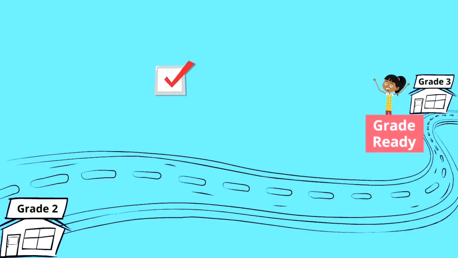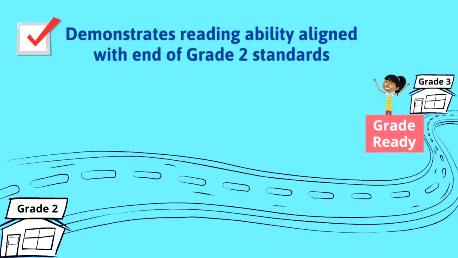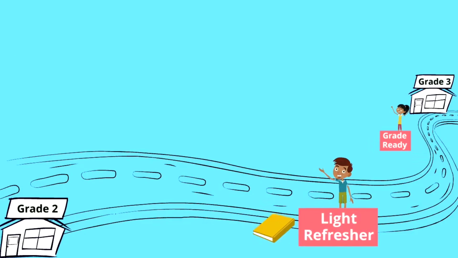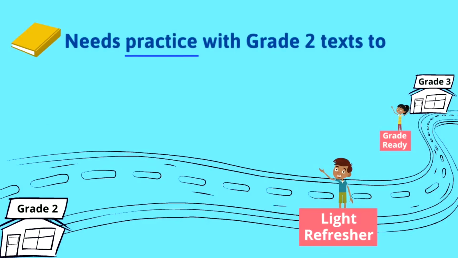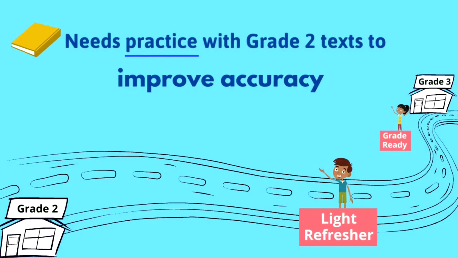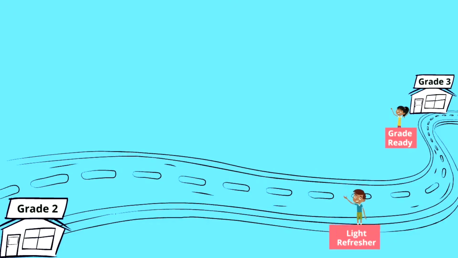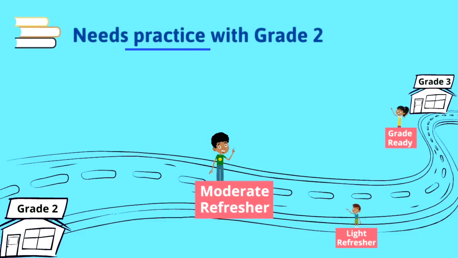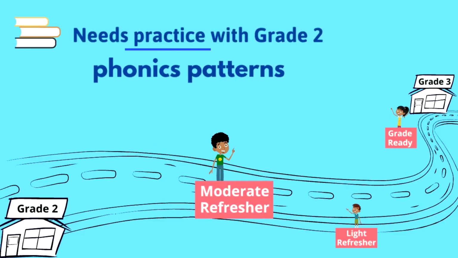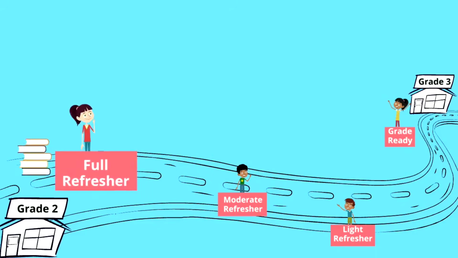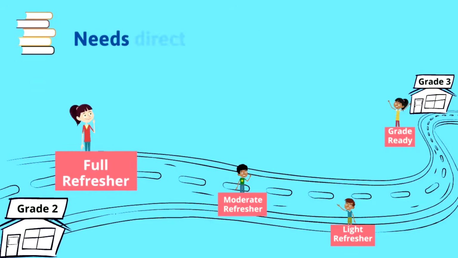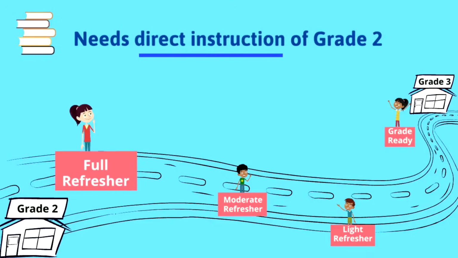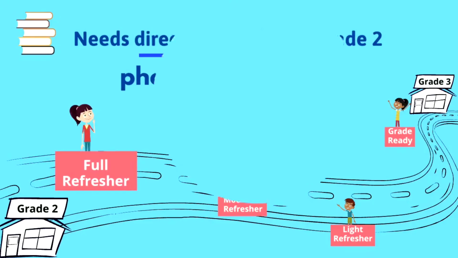A Grade 3 learner who is grade ready demonstrates reading abilities that are aligned with the end of Grade 2 standards. A Grade 3 learner who needs a light refresher will benefit from practicing reading grade 2 texts to improve accuracy. A grade 3 learner who needs a moderate refresher will benefit from practice with grade 2 phonics patterns. A grade 3 learner who needs a full refresher will benefit from direct instruction of grade 2 phonics patterns.